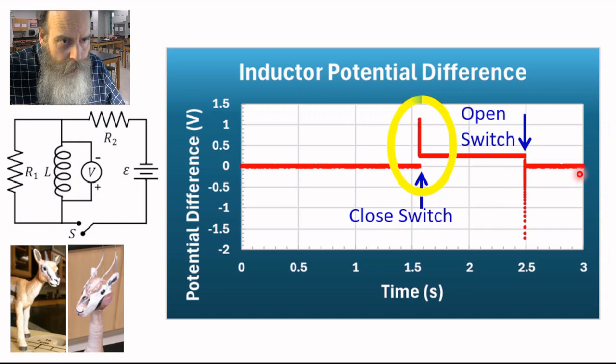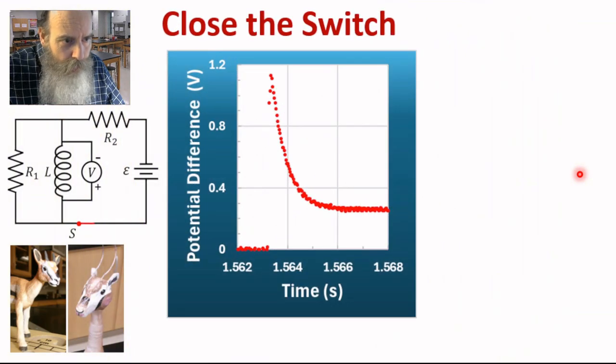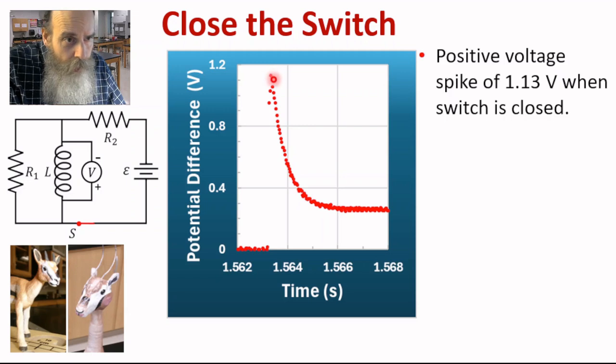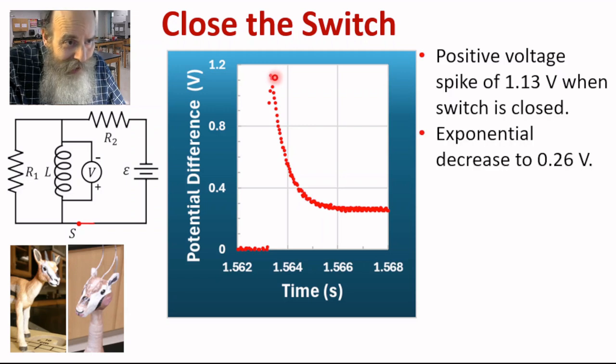Let's look here when the switch was opened, when the switch was closed. Let's look up close at that point. Here's what we found. We had potential of 0, voltage spike going to 1.13 volts, and then an exponential decrease to 0.26 volts. In the last example, it went to 0 volts at the end. Why is it not going to 0 volts in this example?